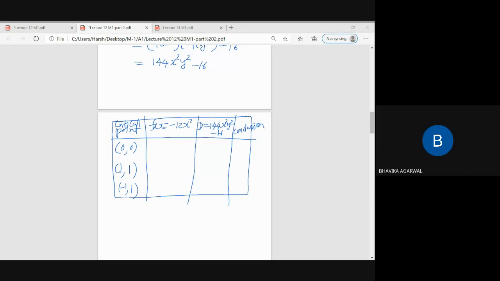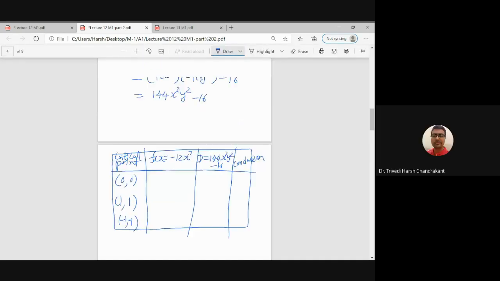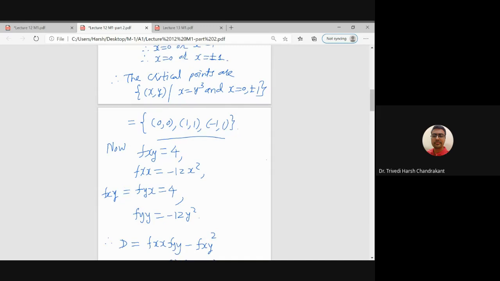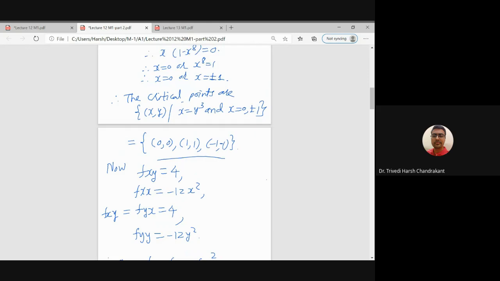Sir, in the critical points it should be -1, right? Let me see. Yes, sir, you're right. Here I have made a mistake. Our point must be -1 because the sign of x and y is the same, because x equals y cube. Thanks for the correction.